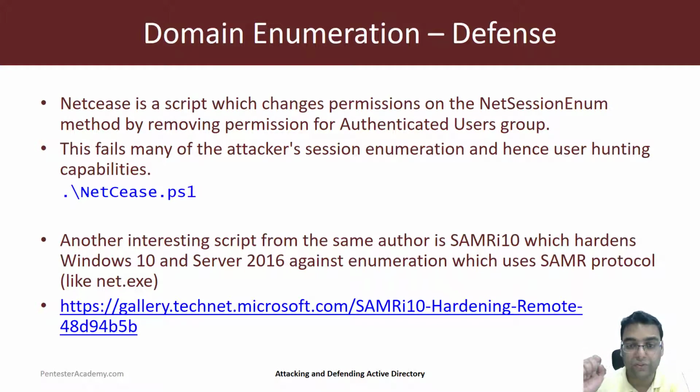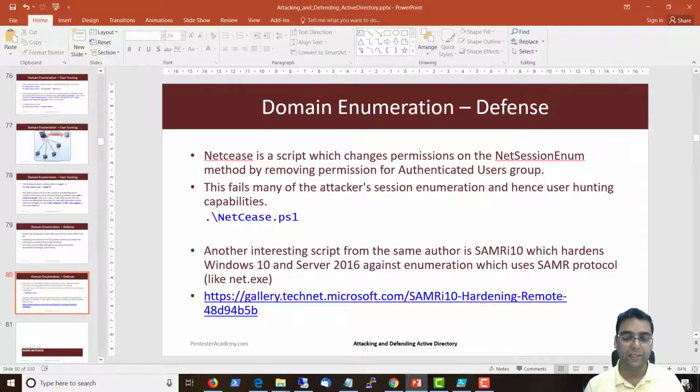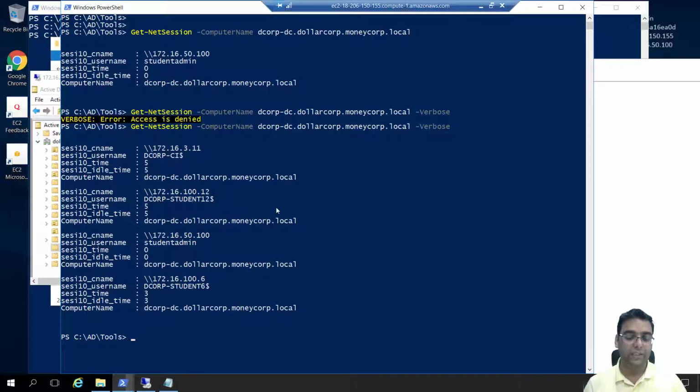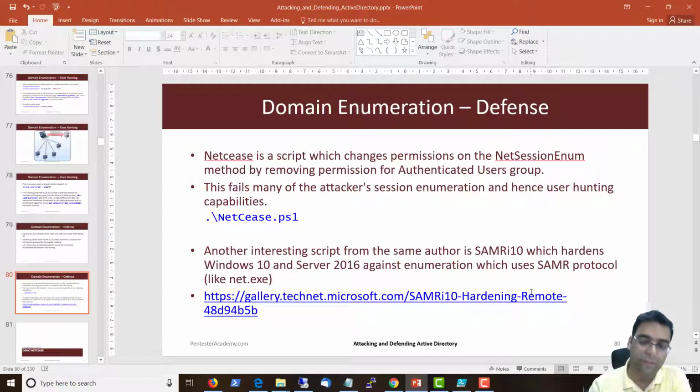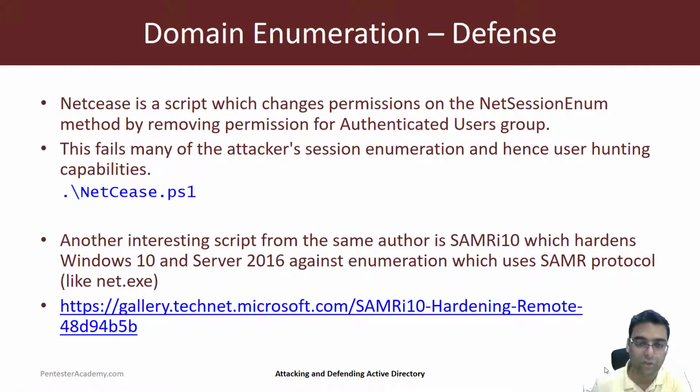Now, another interesting script from the same guy, Itagredi, is called SAMRi10. SAMR is the protocol used by the net executable, right? For example, the Active Directory module or PowerView, both of these use LDAP, but our net user or net.exe uses another protocol called SAM remote or SAMR protocol. There is a SAMRi10 script by the same guy which can harden Server 2016 and Windows 10 against enumeration which uses the SAMR protocol, right? You can get the script from there.